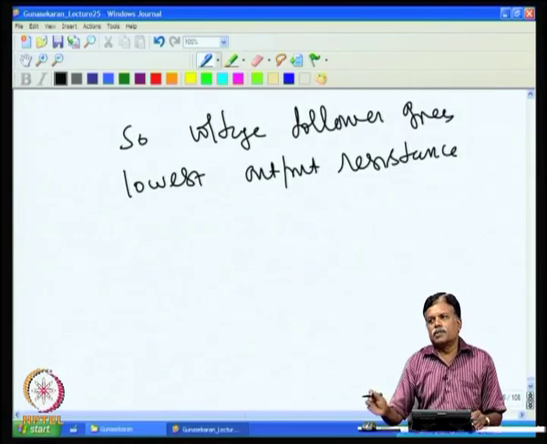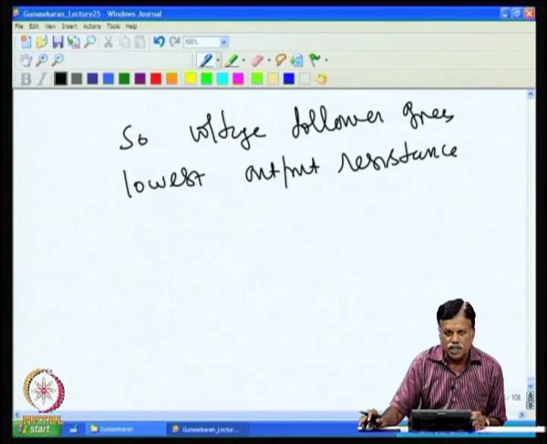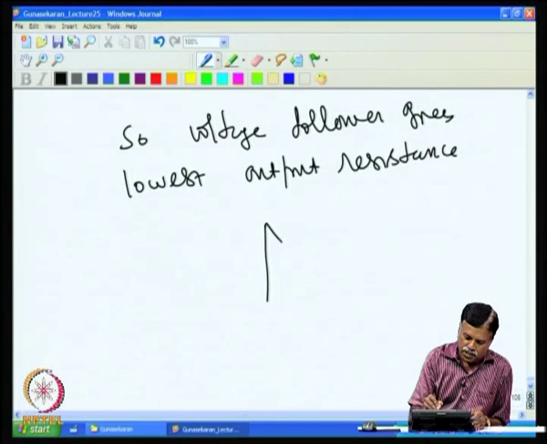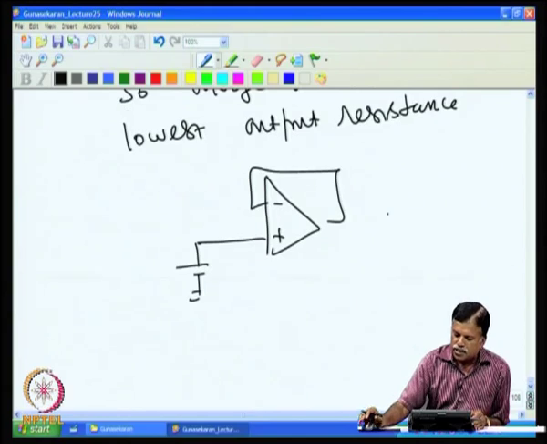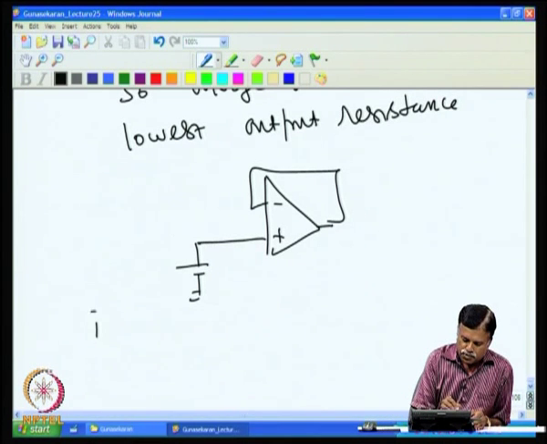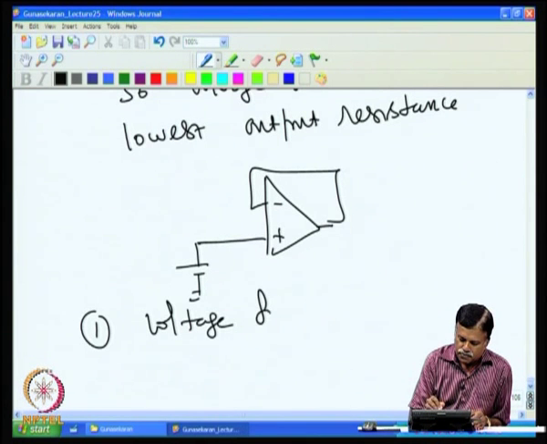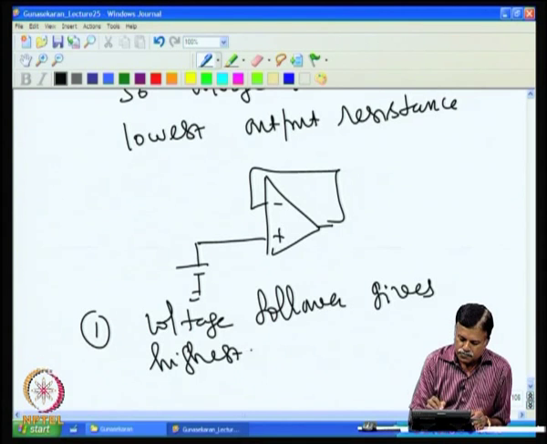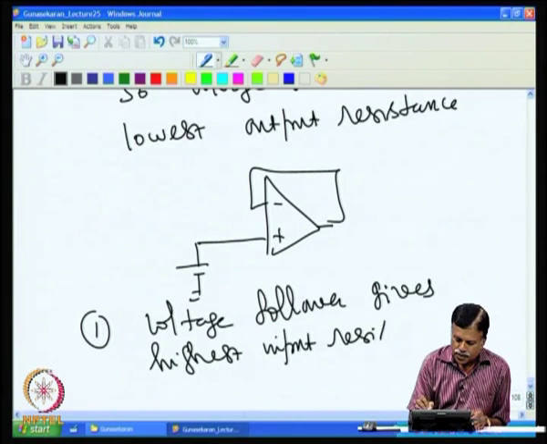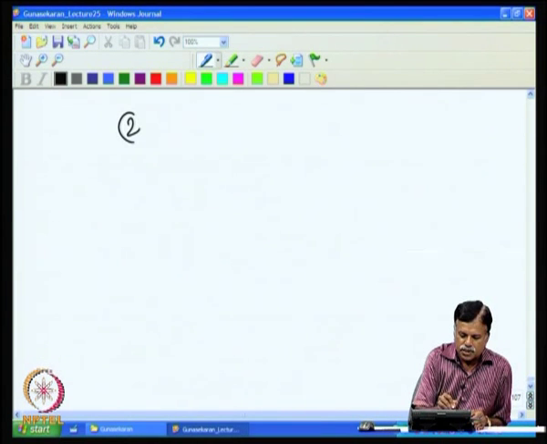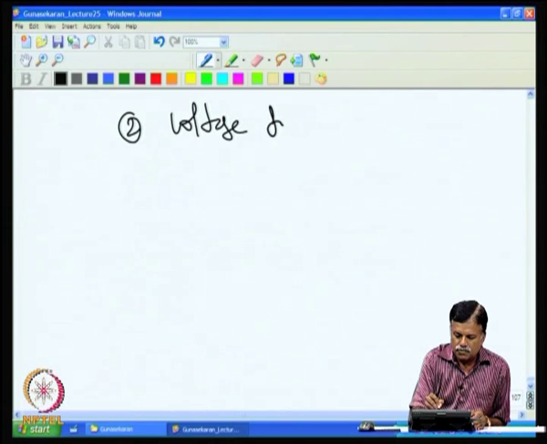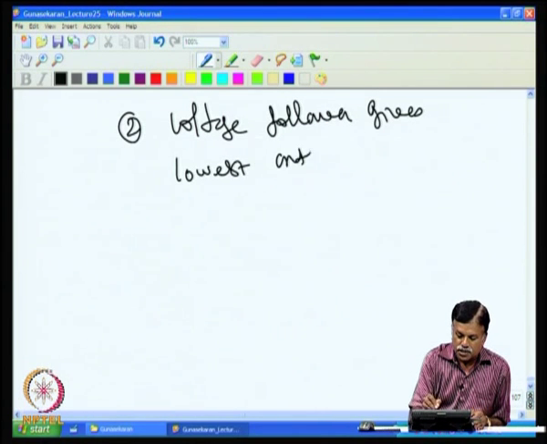Similarly, as we saw earlier, if the closed loop gain is less, the input resistance is very high. So a voltage follower has the lowest output resistance and the highest input resistance. The voltage follower gives the highest input resistance, and the second point is that it gives the lowest output resistance.